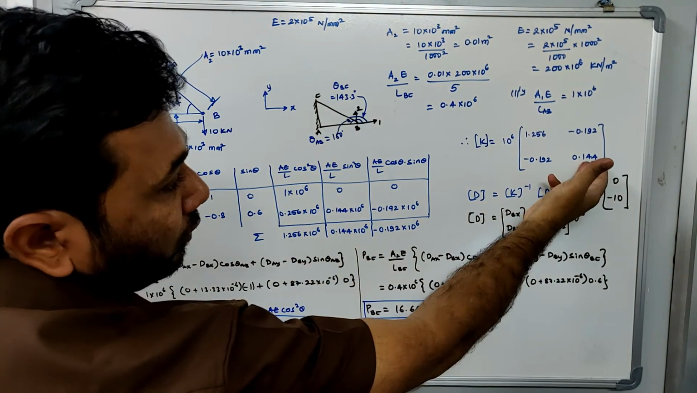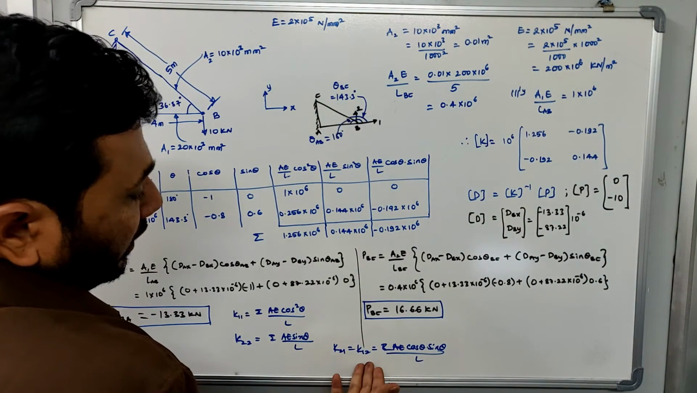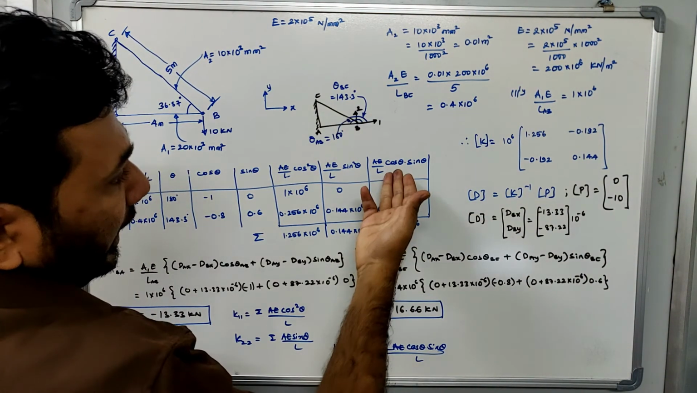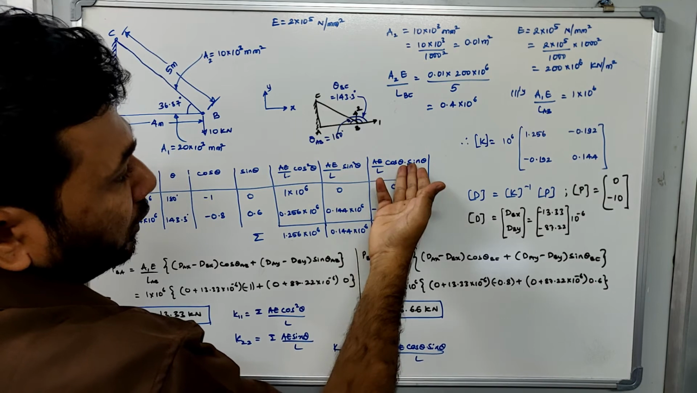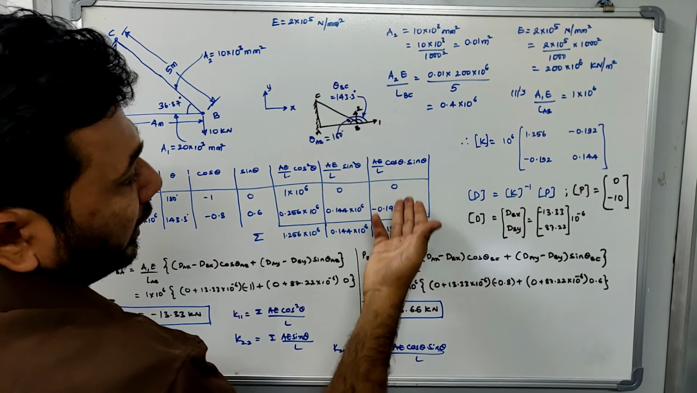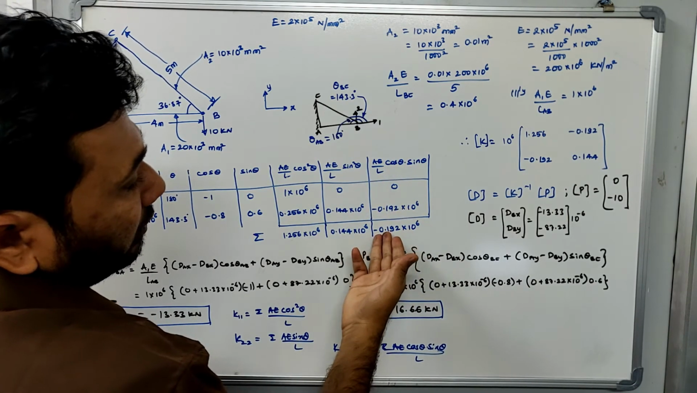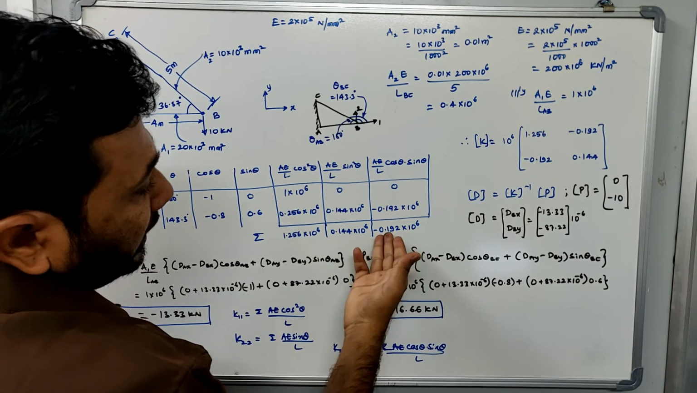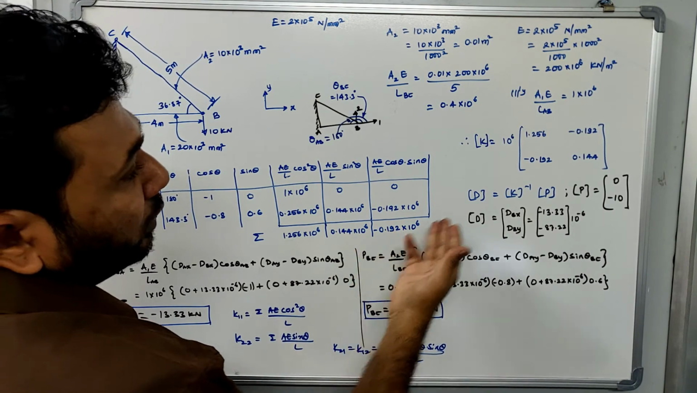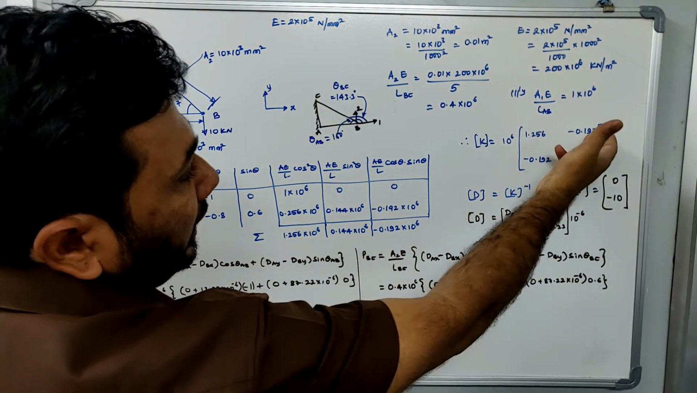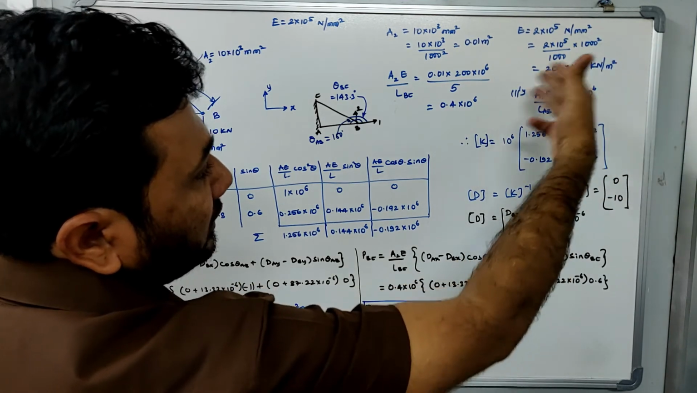0.144. As we know, K21 and K12 will remain the same, and they equal the summation of AE by L into cos theta into sin theta. So we need to take the sum of this, and the value that we are getting is minus 0.192. Let us substitute at K21 and K12. So this completes your stiffness matrix.